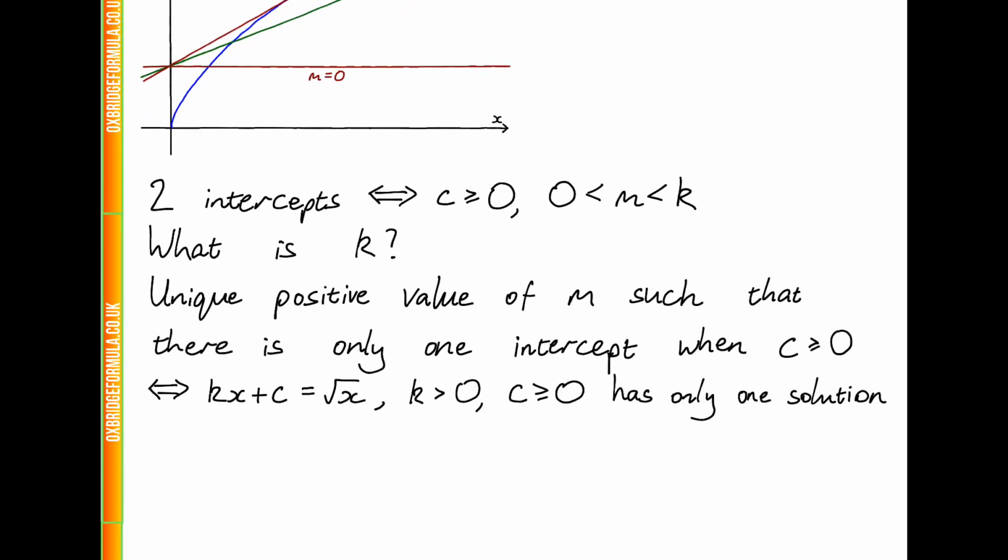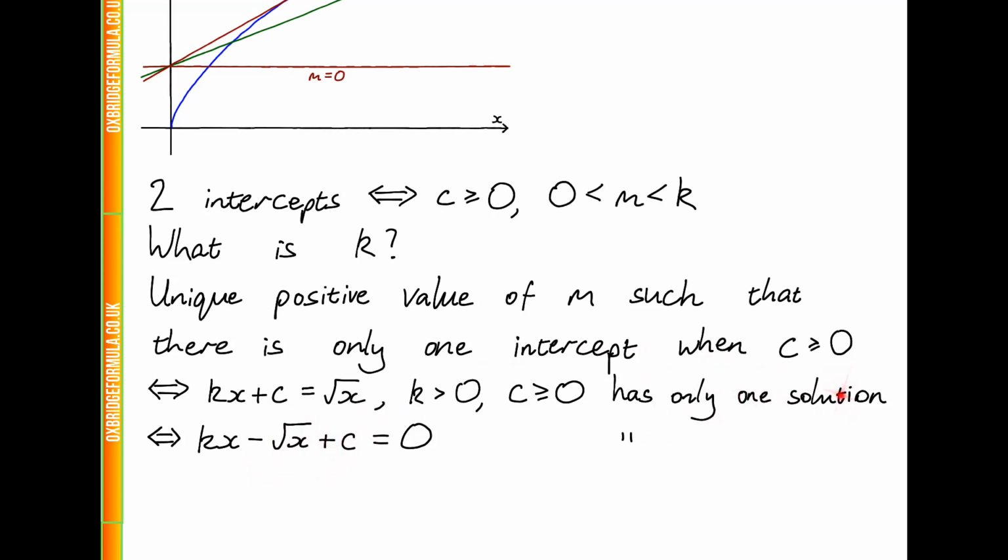So how can we solve this equation? Well, if we move the square root of x onto the other side, then we see we have kx minus square root of x plus c equals 0. And we're still working in the case where k is positive, c is greater than or equal to 0, and it only has one solution. So why is it useful to have moved square root of x onto this side? Well, we can now see that this is just a quadratic expression in the square root of x.